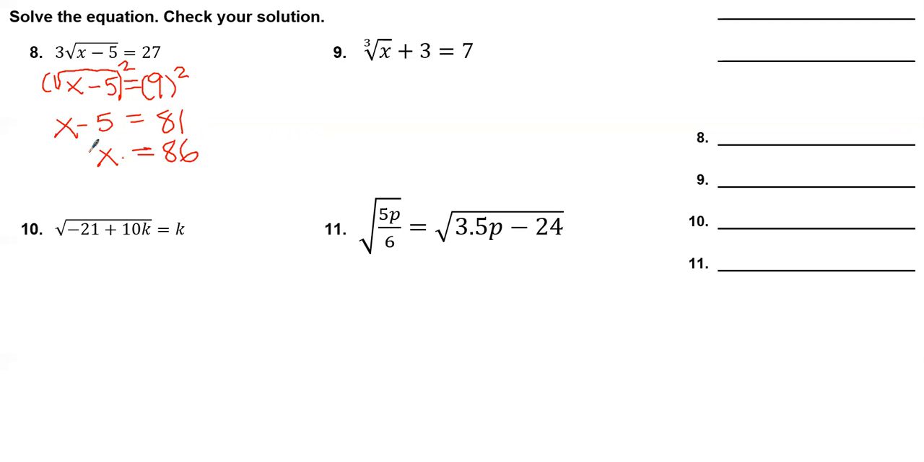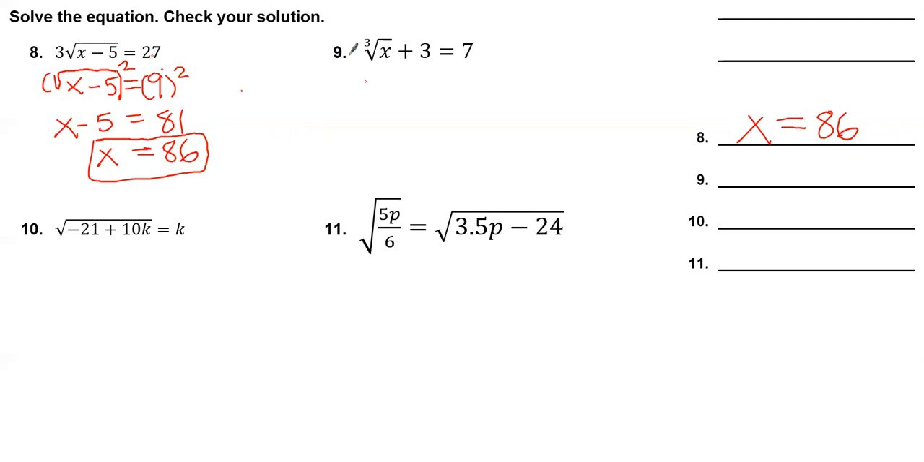And I'm just going to do a verbal check on this. If 86 is substituted in for x, 86 minus 5 is 81. The square root of 81, the principal square root anyway, is 9. 9 times 3 is 27. So we know that x is equal to 86.